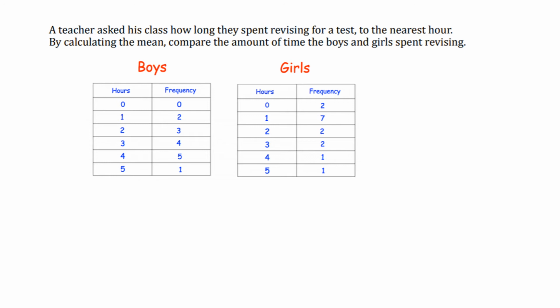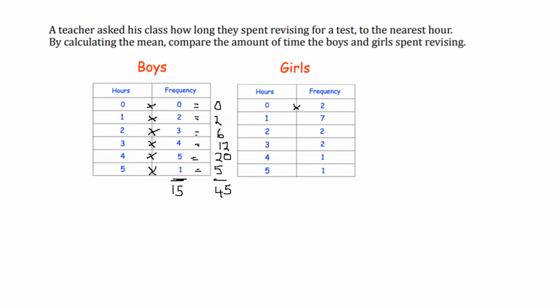A teacher asked his class how long they spent revising for a test to the nearest hour. By calculating the mean, compare the amount of time boys and girls spent revising. So, calculating the mean from a frequency table. We're going to multiply the hours by the frequency to find the total number of hours that the boys spent revising altogether. So we're just going to multiply across the rows. And if we add all those together, we'll find out that the boys spent 45 hours revising. And if we add up the total frequency, so the total number of boys in the class, we're going to get 15.